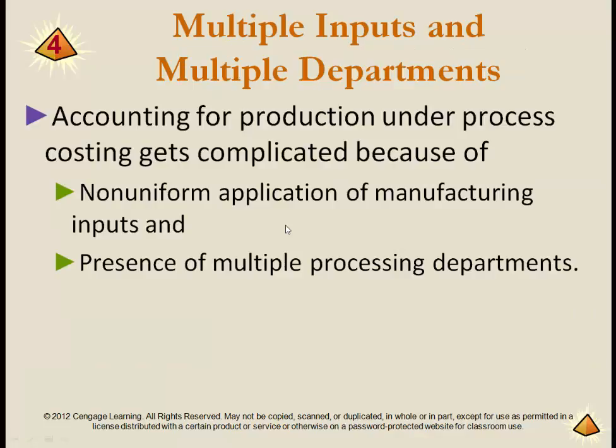If you have multiple inputs in multiple departments, what it's really saying here is that you don't have a uniform application of cost. Typically, you might have raw materials introduced at the beginning of the process, and that's it. And then beyond that, you're going to have somebody modifying them in some way or another. So you have a breakdown between the cost between direct materials and something called conversion cost, which encompasses direct labor and manufacturing overhead.